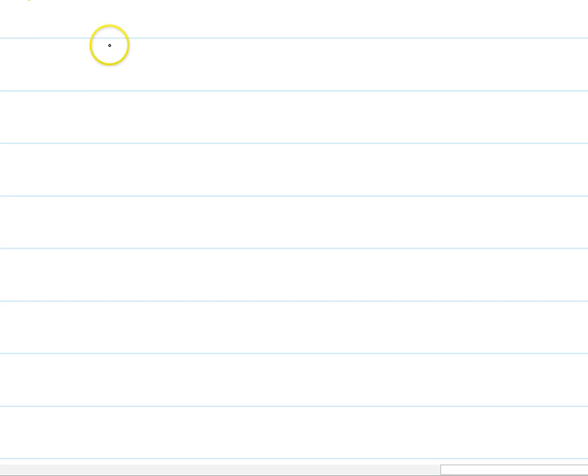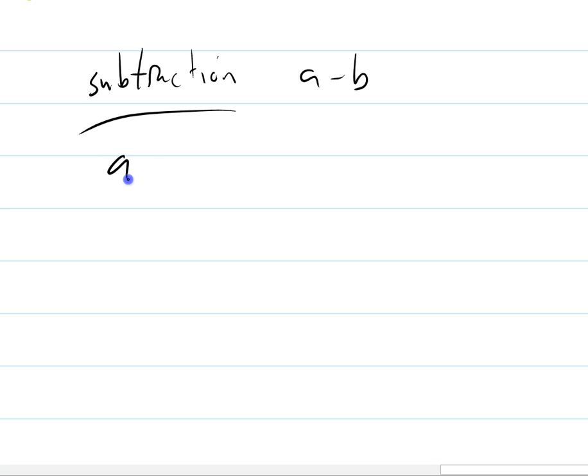Okay, so we've done addition, we're going to do subtraction. A minus B. Well, technically it's the same as addition because you're going A add minus B, but we'll come to that. Okay, so A minus B, let's have a think about this.